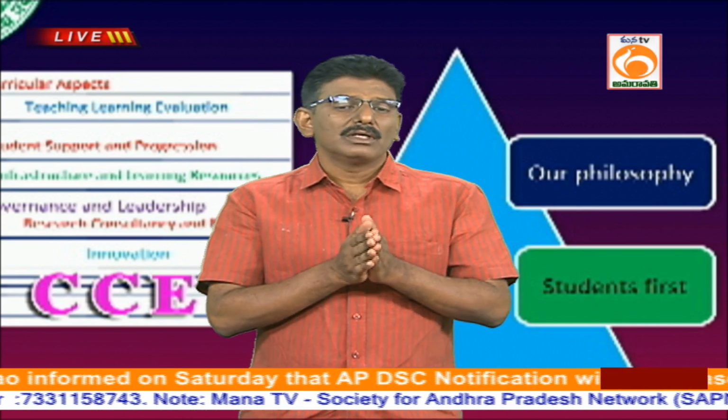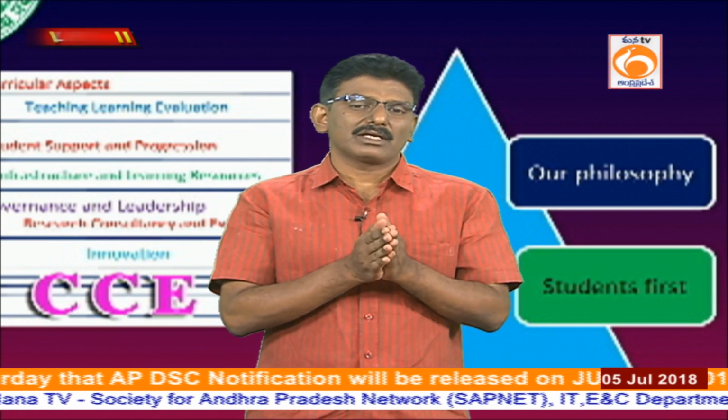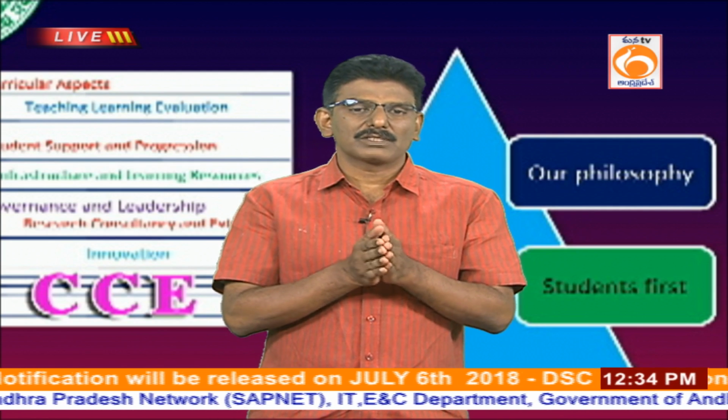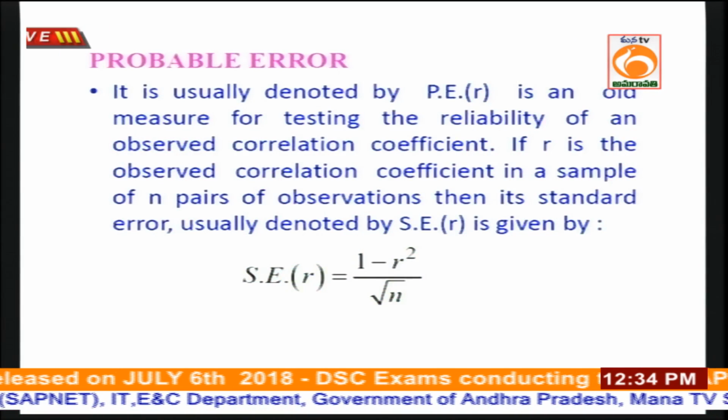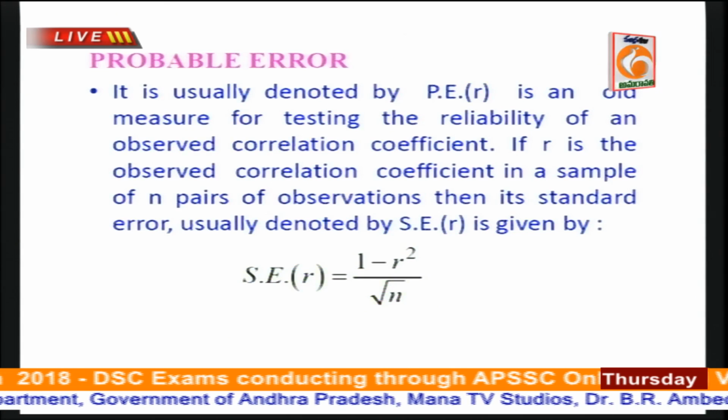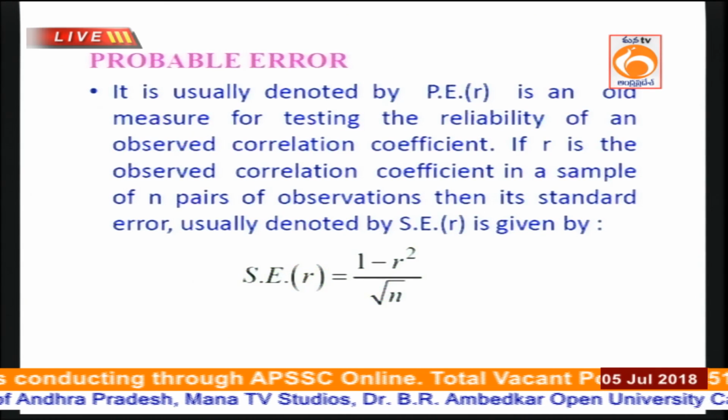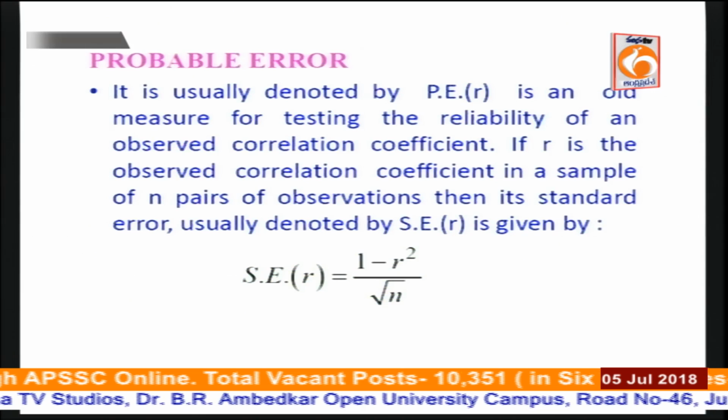Next, another very important and oldest technique in correlation analysis: probable error. Probable error is the oldest technique to test whether the calculated or measured correlation is significant or not.